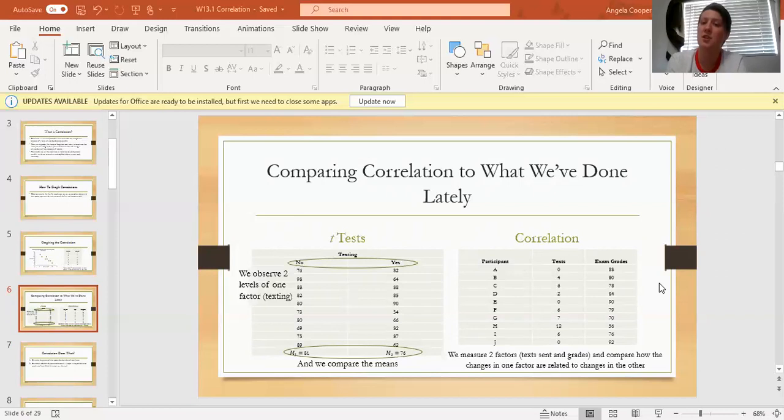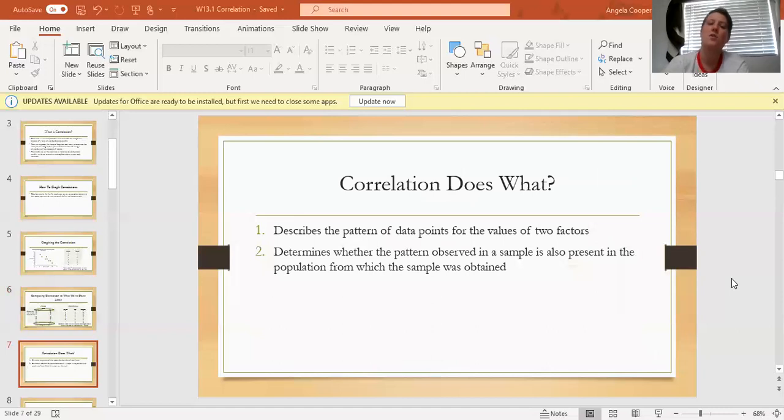But with correlation, we're not doing any sort of manipulation. We're not splitting any groups of any sort. We're just asking them to provide us information. How many texts did you send in the last class period or whatever? And then what was your exam grade? We didn't manipulate anything. We're not splitting them into, yes, you do text, or no, you do not text in class. It's just, how many texts? What's your exam grade?